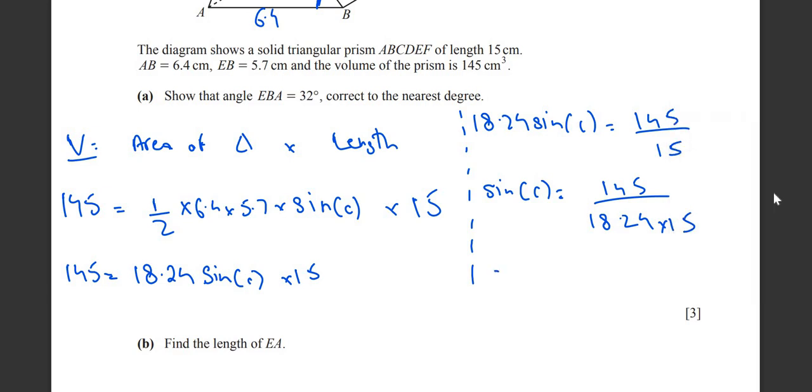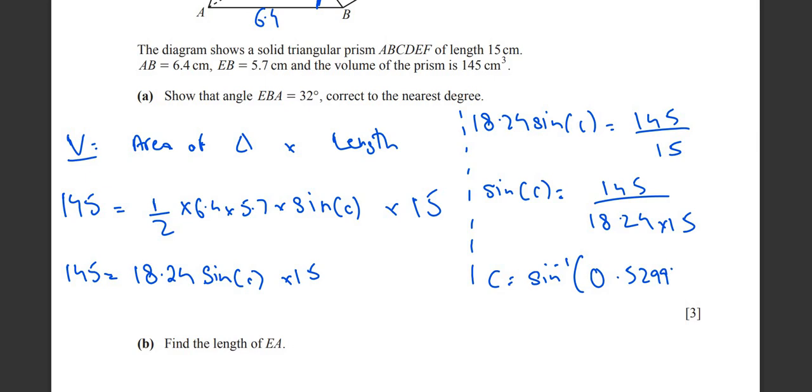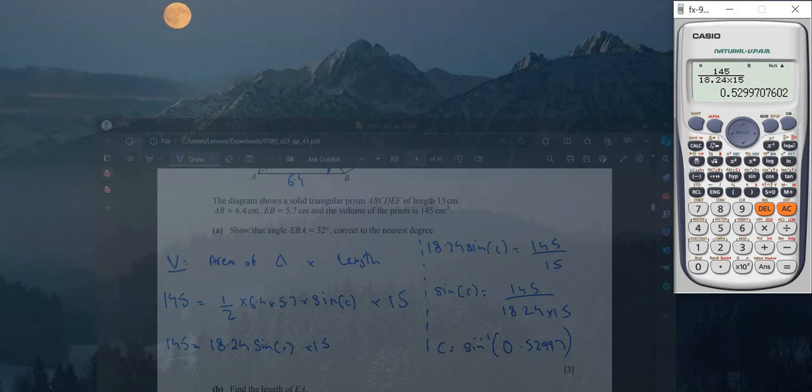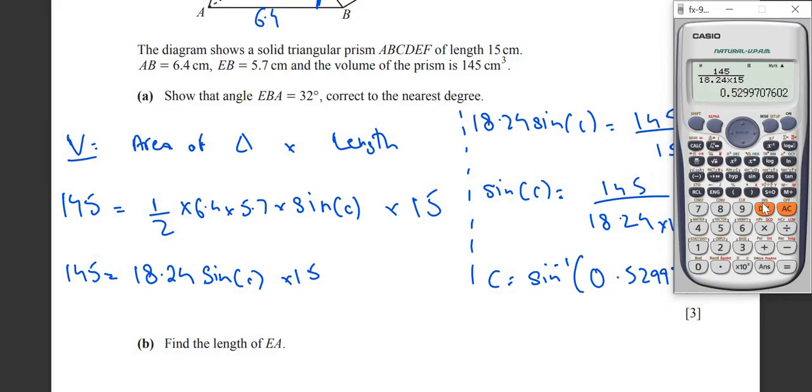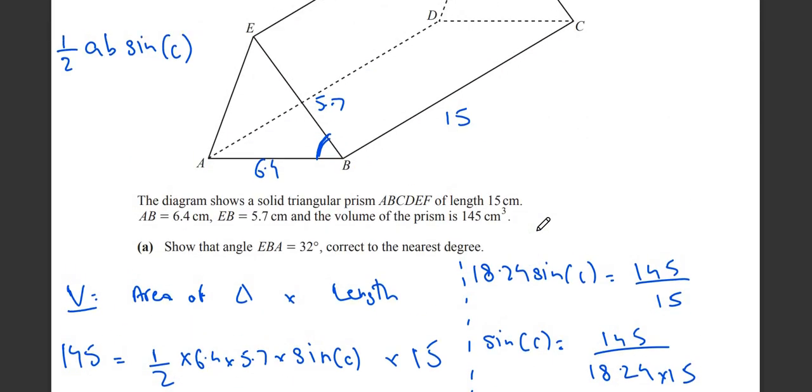0.52997. So then you will do C is equal to sine inverse 0.52997. So let's do the inverse. My bad. Let's inverse the answer. So sine inverse answer, you get 32. So look, I have shown that this is 32 degrees. It's very easy. Free 3 marks, honestly.